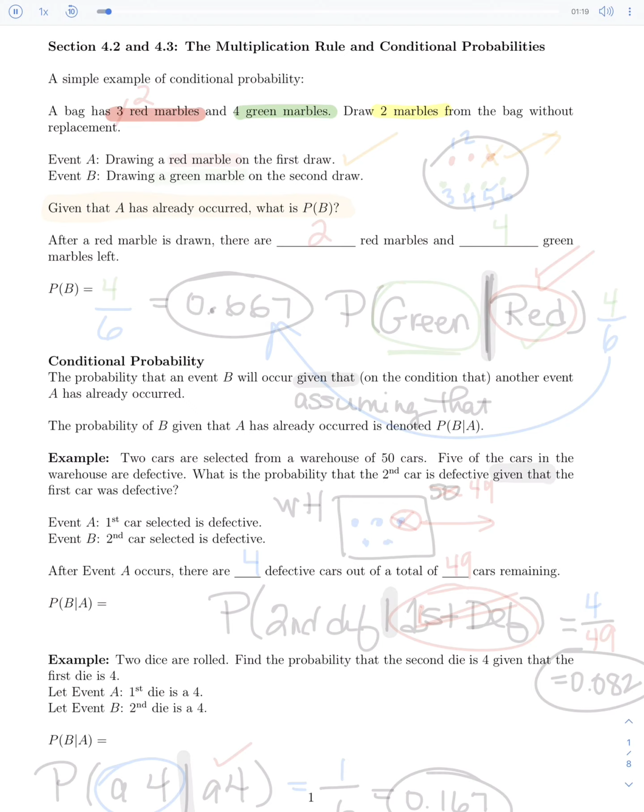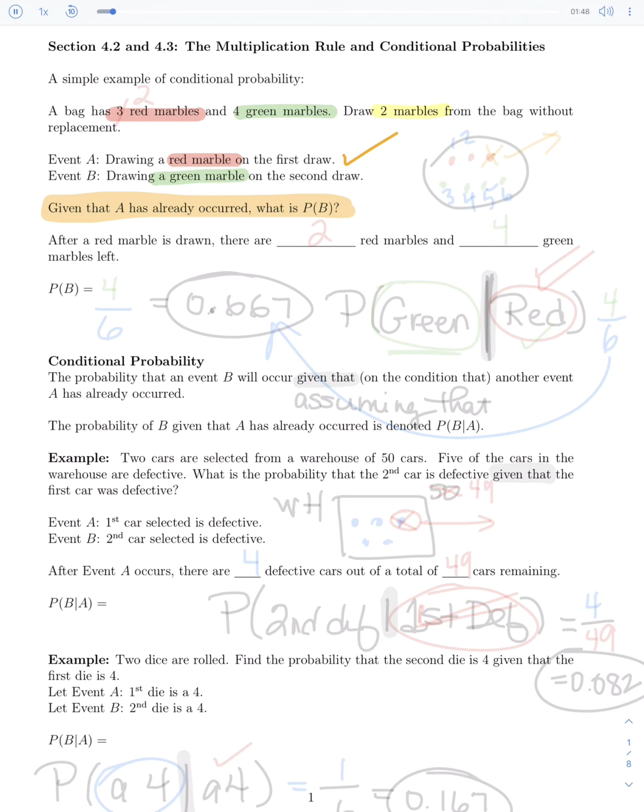So let's look at the events that they want us to look at for this example. Event A means that you drew a red marble first, and event B is that you want to draw a green marble in the second draw. So what we're going to look at is, given that A has already occurred, what is the probability of B happening after that? We're going to start out with event A, drawing a red marble in the first draw. So the assumption is that has already happened.